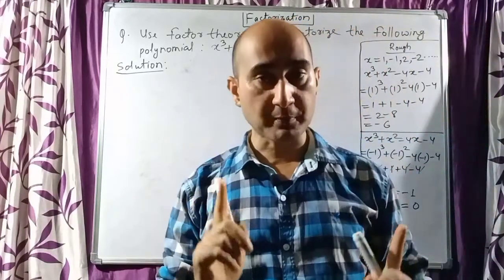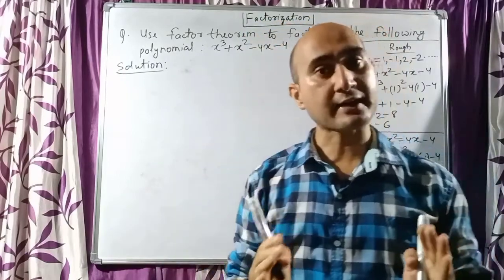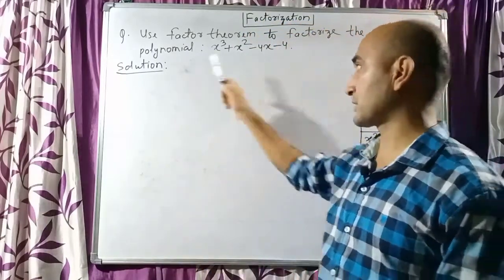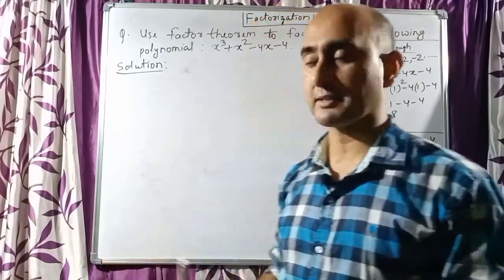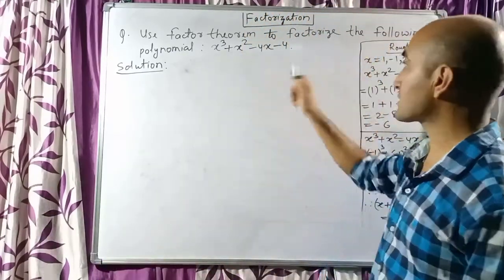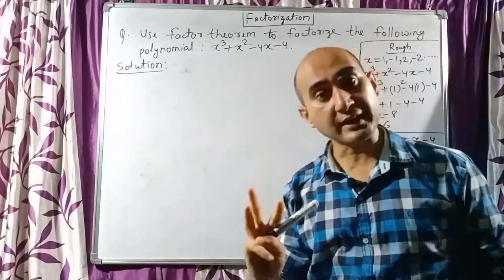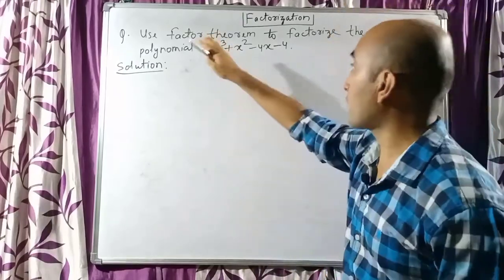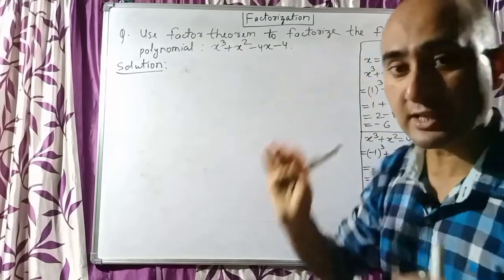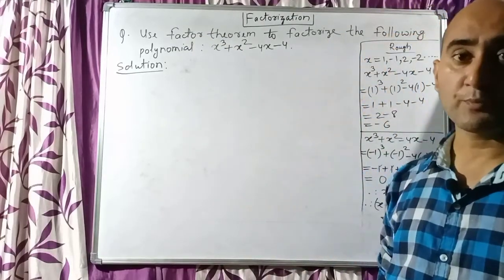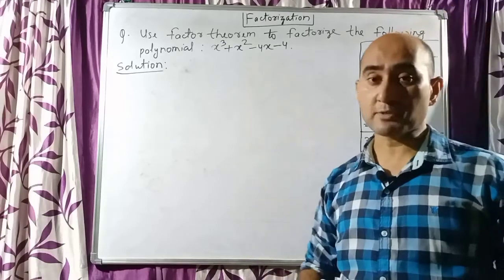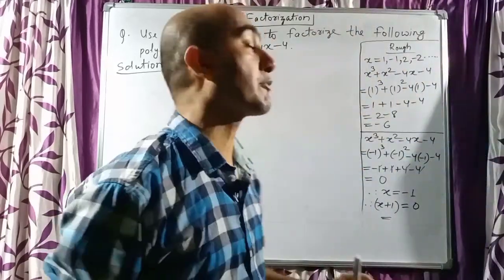As I have told you, children, whenever we have x cube, because of the power 3, we will have 3 factors of the given polynomial. Polynomial and expression are the same thing, same meaning. So this expression will have 3 factors. None of the factors are given, not even a single one, so we have to find all 3 factors. When such a question comes, our work will start from the rough part.